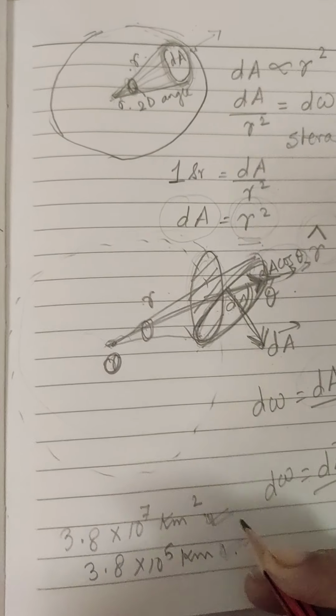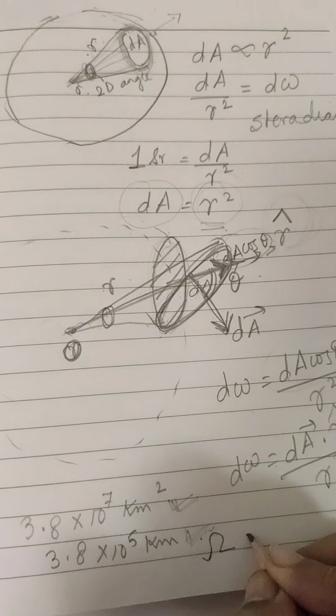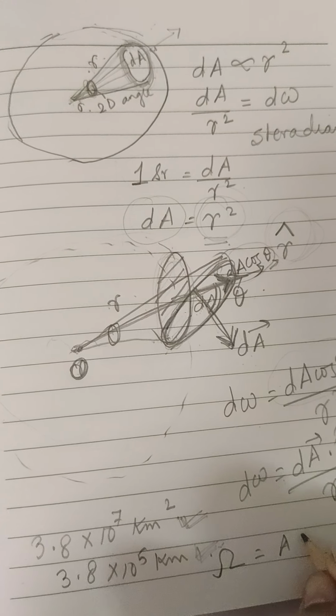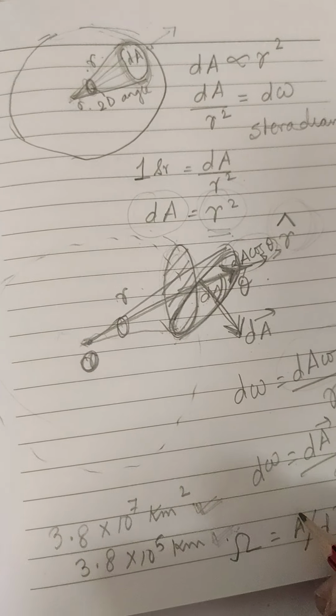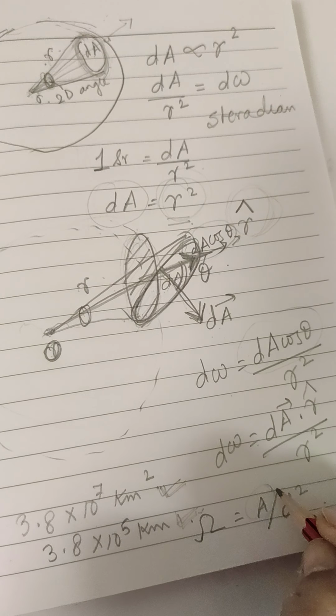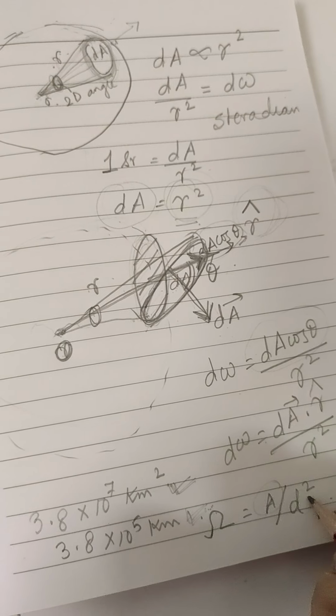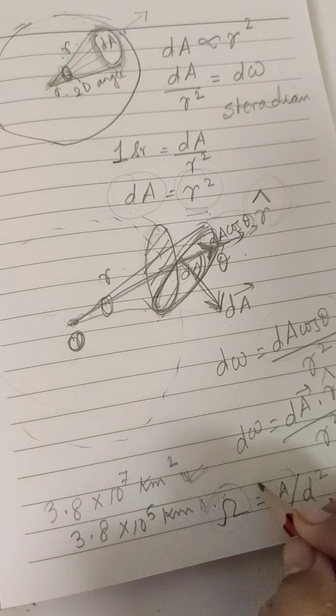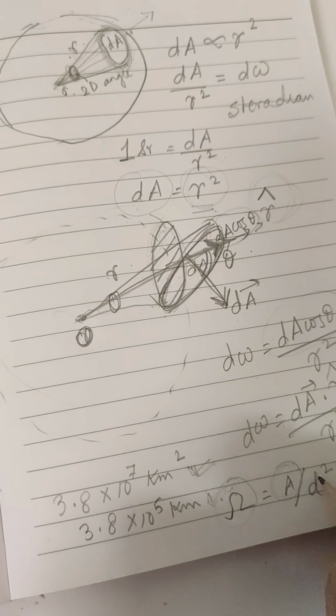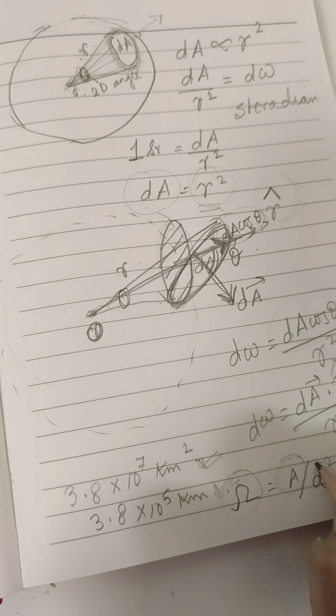Okay, how are we going to solve this? We know the solid angle is a 2D angle, and it's given by A by D square, subtended by a cross-sectional area A at a distance D from the point of observation. Solid angle is the angle subtended by a cross-sectional area A at a distance D from the point of observation.